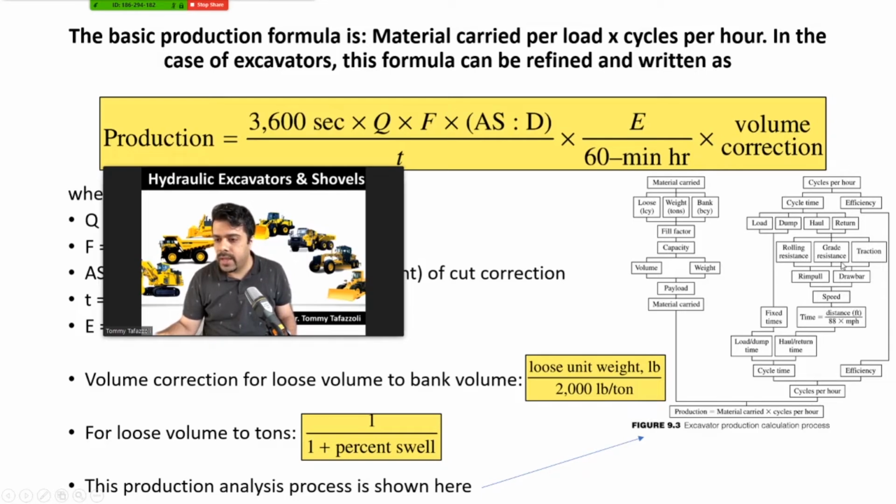Okay, and the rim pull and drawbar are found based on the rolling resistance, the grade resistance, and the traction. If you remember from chapter 6, I think. Yes, chapter 6. So try to learn this graph. It will be wonderful if you can draw it for yourself. There might be questions from it.